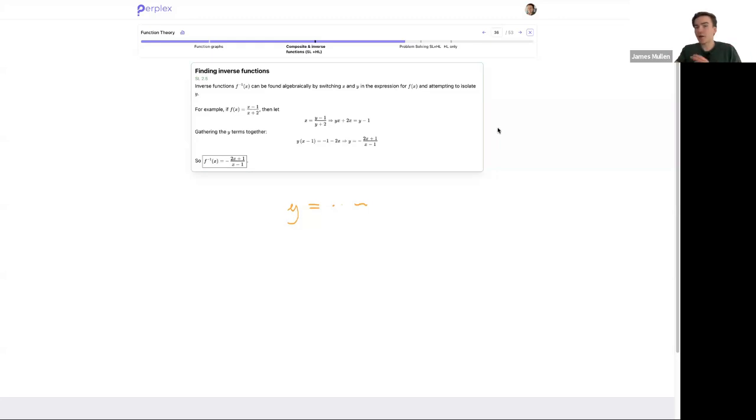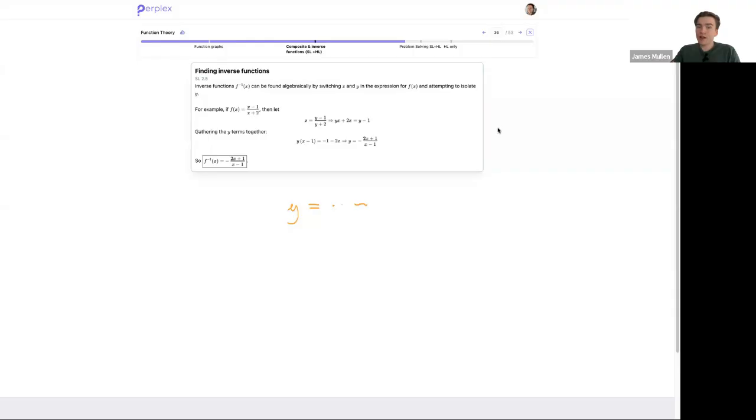So you replace x with y and y with x, and then you're going to isolate for y. So I swap and I get x is equal to (y minus 1) over (y plus 2). And then if I multiply both sides by y plus 2, I get yx plus 2x is equal to y minus 1.